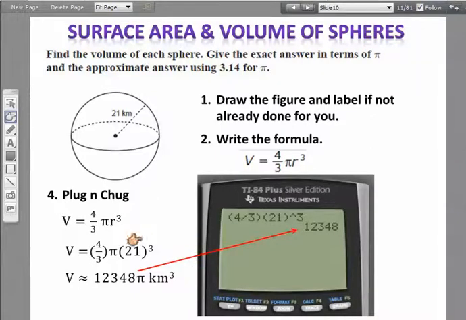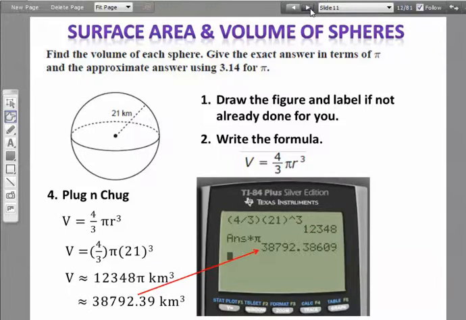I wanted to show you how I was doing this in my calculator. Notice how I'm leaving pi out for right now because I got to give the exact answer first. So I've got 4/3. Always remember to put your fractions in parentheses. My 21 for my radius, which is being cubed, and I get 12,348 pi kilometers cubed. Now I'm going to take that answer and multiply it by pi. And so here's my approximate volume, 38,792.39 kilometers cubed.